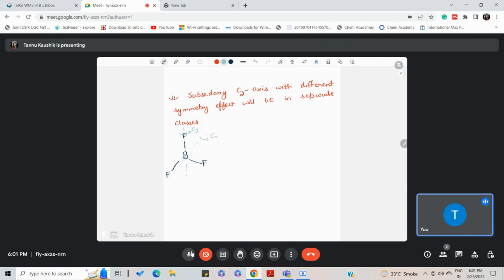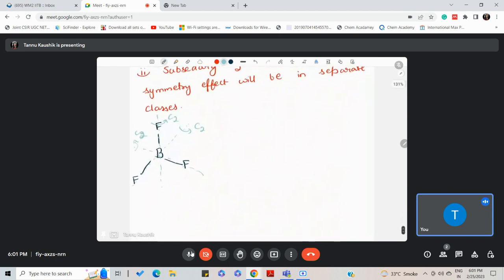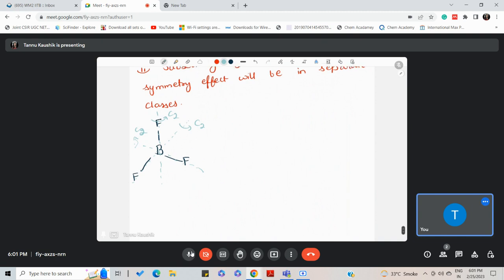So this is one C2, another C2, and three C2. So here we have three C2 axis of rotation, but all of the three of them have similar effect. That is, each one of them is passing through boron and containing one of the fluorine atoms and giving the similar symmetry effect. So these three C2 axes will be in one class only. One class of three C2 axis of rotation.